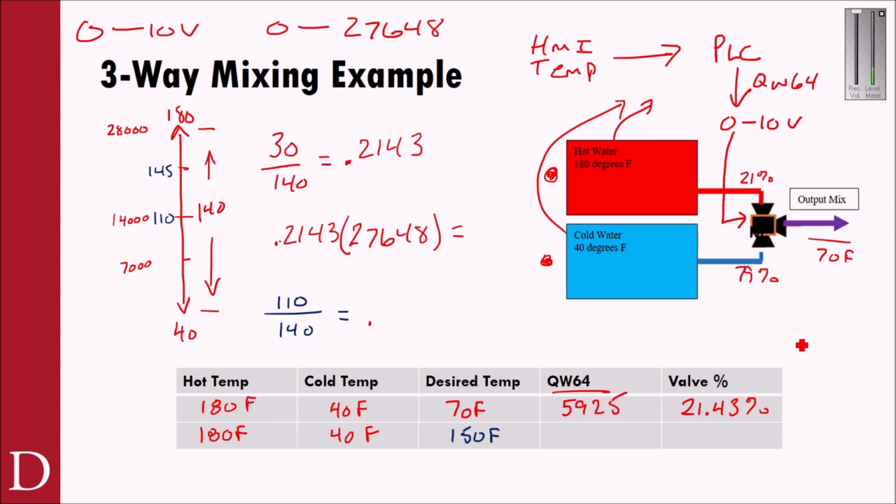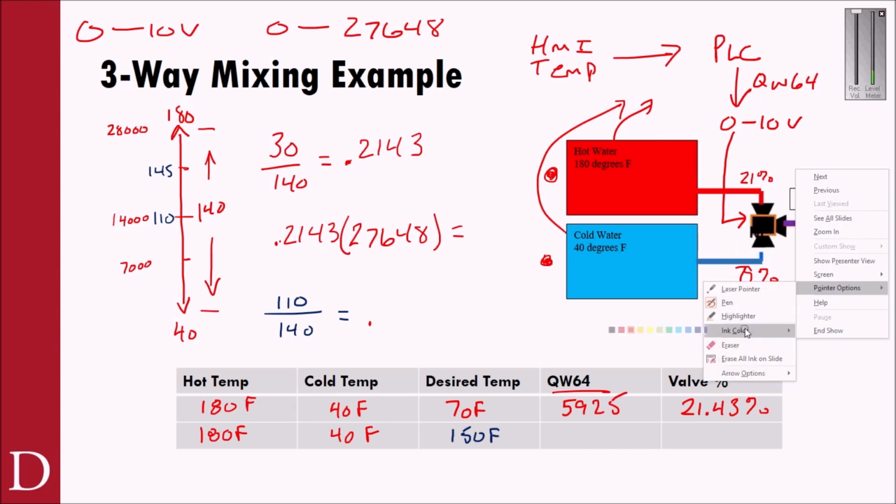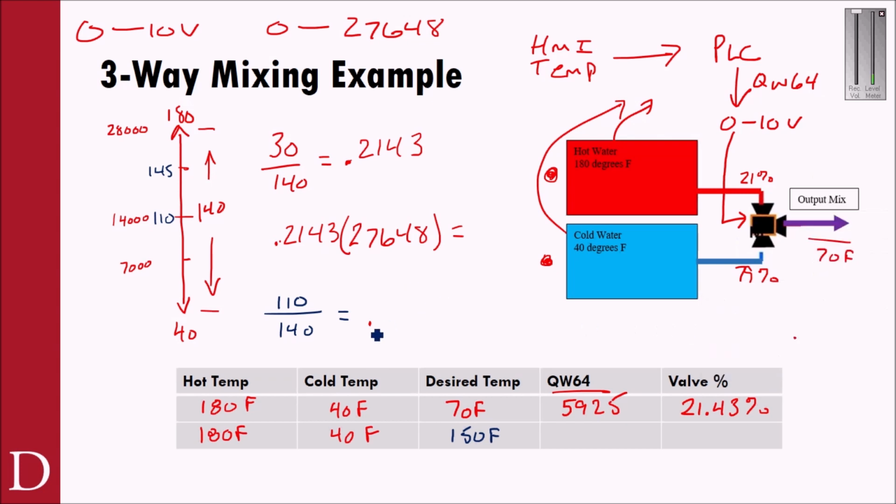0.7857. So what it's telling me is it wants the valve to be 78.57% open, which means it's going to be way over here. It's going to be a lot of hot water, 3/4 hot water and only a little bit of cold water. So 78.57 is a lot of hot water. Well, does that make sense? Sure. 75% would be right here. 78% is a little bit more because I need to get up to 150, right?